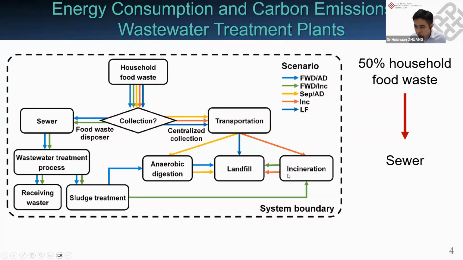And the final one is the current situation for most food waste. The dark blue one is where the food waste is collected together with the municipal waste, and finally goes directly to landfill. Our assumption is that if we allow people to use the food waste disposer in their homes, about 50% of household food waste will finally go to the sewer. So what happens?